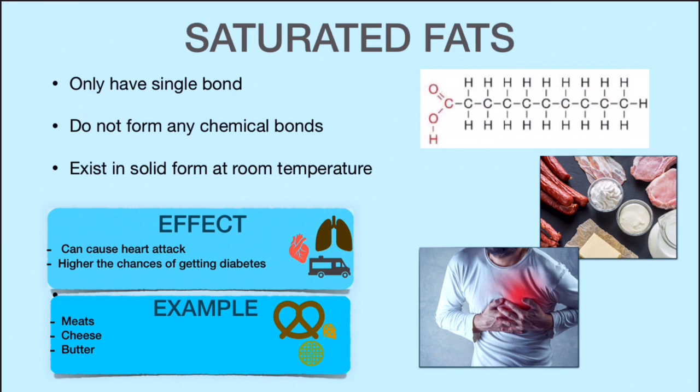chemical substances. Saturated fats usually exist in solid form at room temperature and will give some effect to our health. One of it can cause heart attack and higher the chances of getting diabetes. Example of the food that contain saturated fats are meats, cheese, and butter.